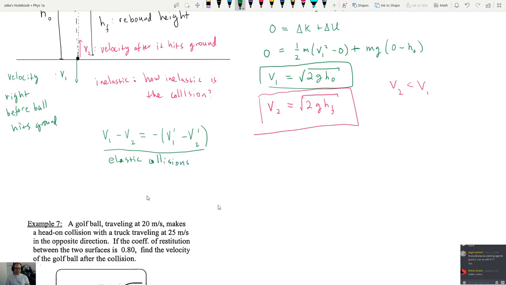And what we can do is get a similar relationship for inelastic collisions if we just put a coefficient in front of these. The way I'm going to write it is like this: we're going to write E times V1 minus V2 is going to be equal to, and we can now put this negative sign over here if we want to, V1 prime minus V2 prime.